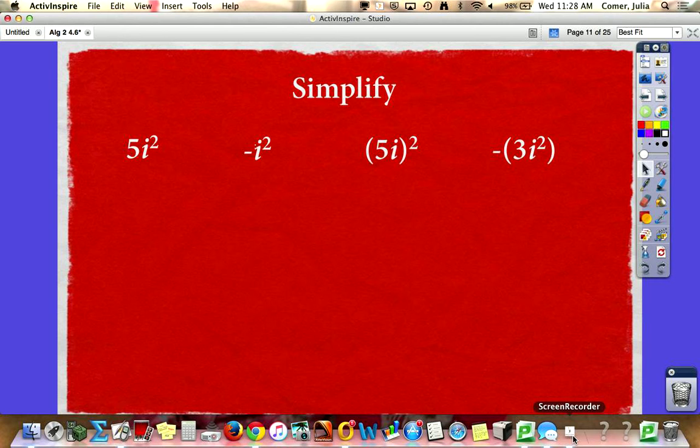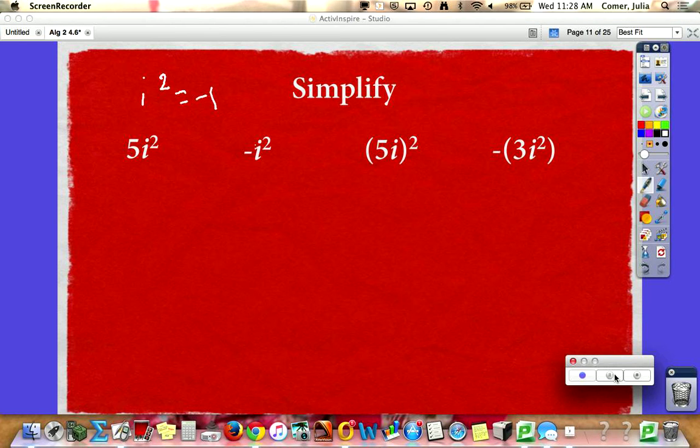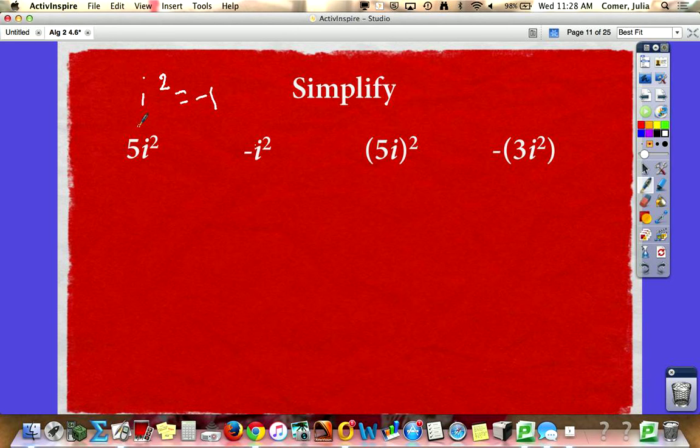Well, we remember that i squared is equal to -1. So if I have 5i squared, we'd have 5 times -1. We know i squared is -1, which is just going to give us -5, and we're done.